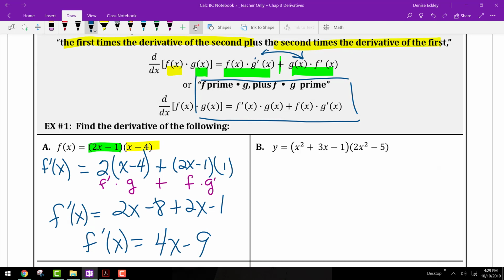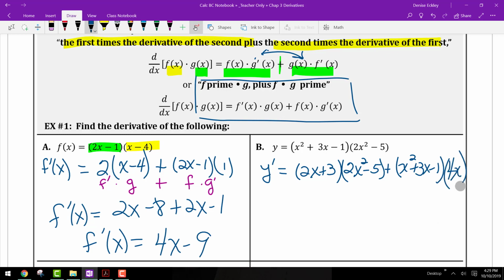Okay, so that one, it probably would have been just as quick to FOIL that and take the derivative using the power rule. So let's look at letter B. It's a little more work to actually multiply it together. We're going to do f prime first, so that gives us 2x plus 3. Then we multiply that times g, which is 2x squared minus 5. Then we add to that f, which is x squared plus 3x minus 1, times g's derivative, which is 4x.